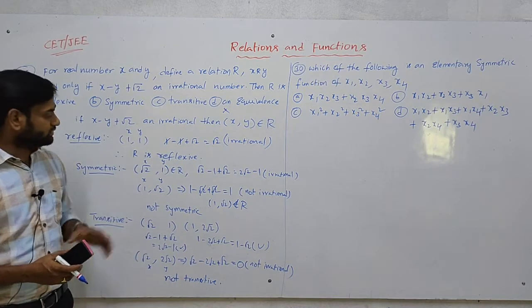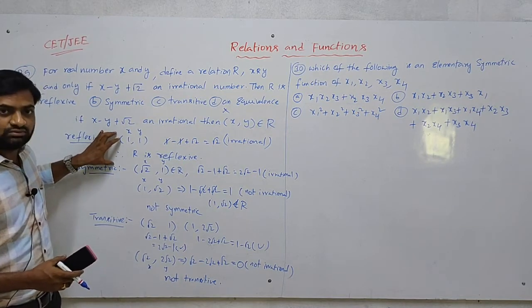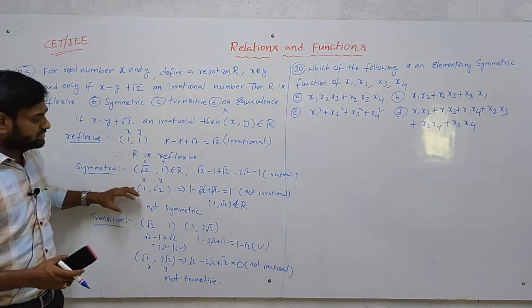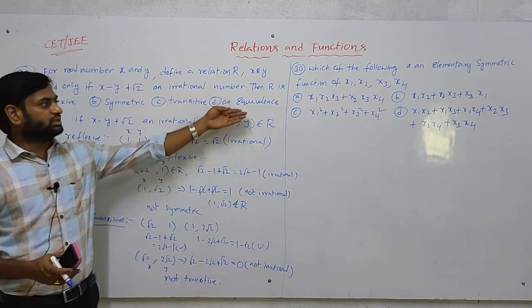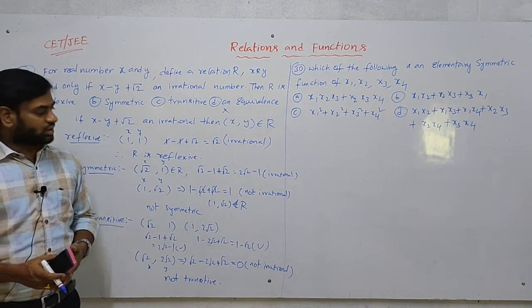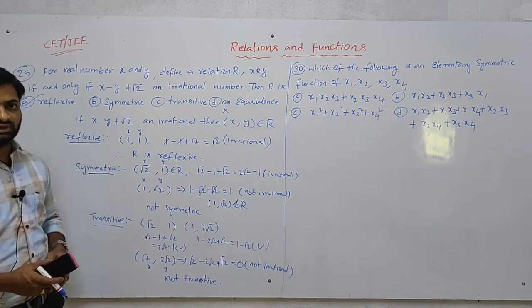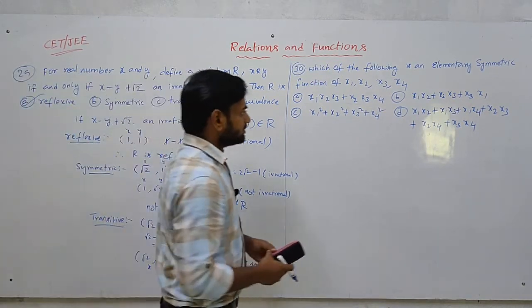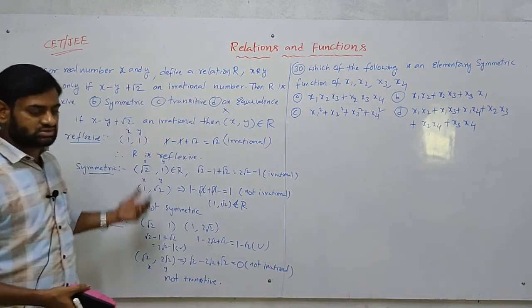So how to save time? First find whether it is reflexive or not, check that one. Later, when you get not symmetric, it is automatically not equivalence. So already you got reflexive. So that is the correct answer. Or if you want, you can check like this.